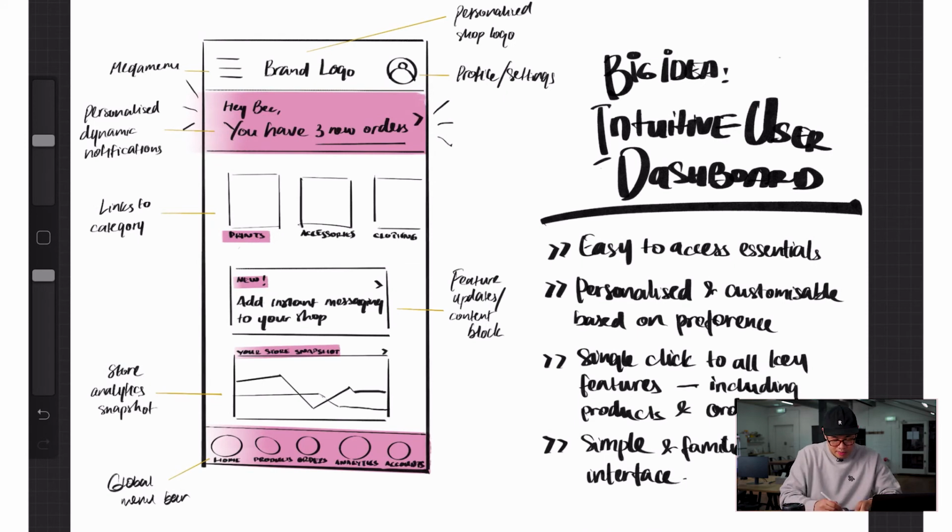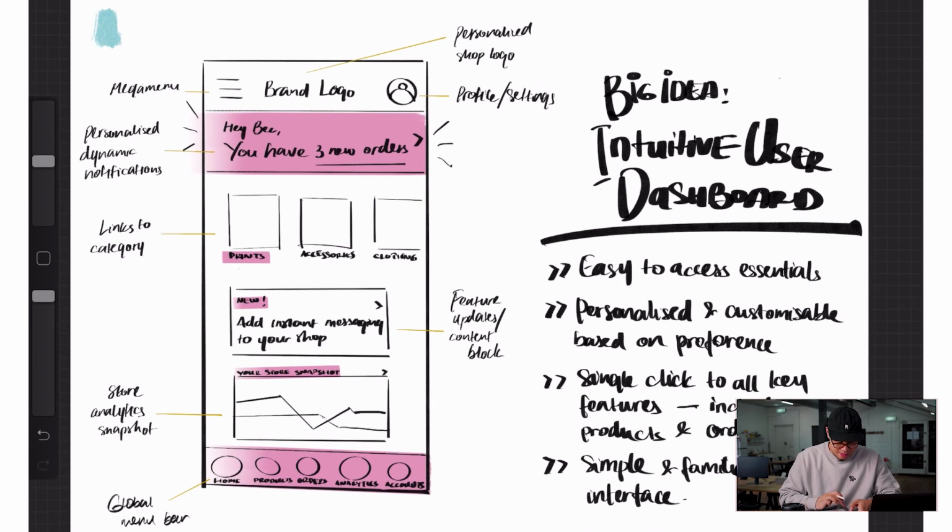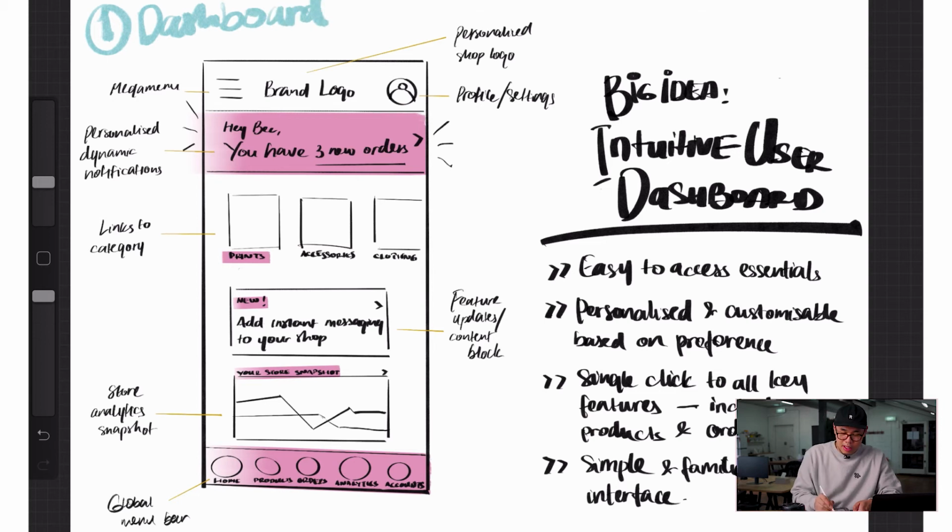So this was number one. This is number one, the dashboard. I've previously drawn this to not waste our time here, but the dashboard was an idea that I developed further with a clearer sketch. As you can see, I've even written certain things here: brand logos, personalized dynamic notifications. So I've even tried to explain it, because the idea with a solution sketch is for it to be self-explanatory more than anything.